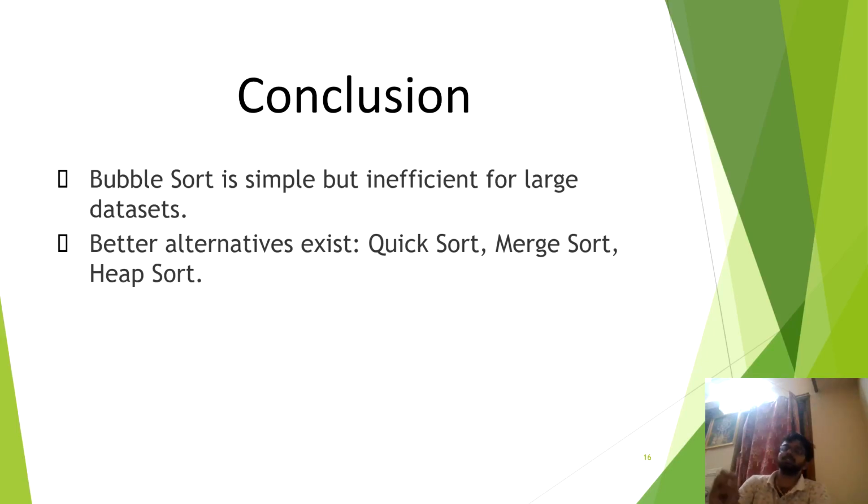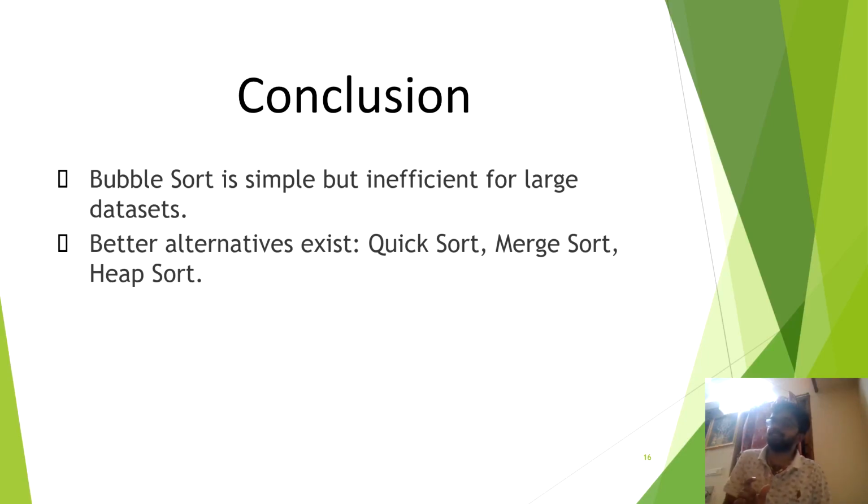So the conclusion of bubble sort is that it is simple but inefficient for large data sets. Suppose we take one example, like 18 to 20 numbers or 20 to 25 numbers. What we do, there will be a lot of processes. We have to check whether the first element is greater than the second element.